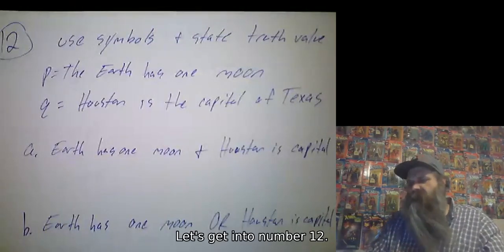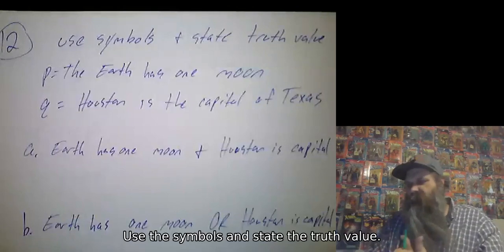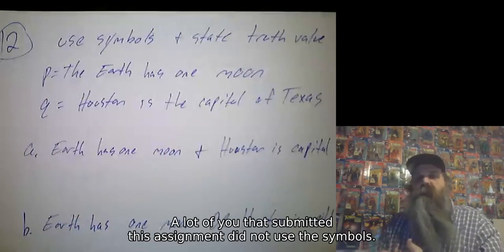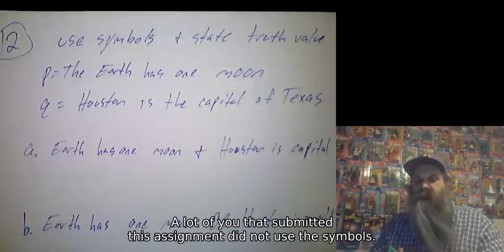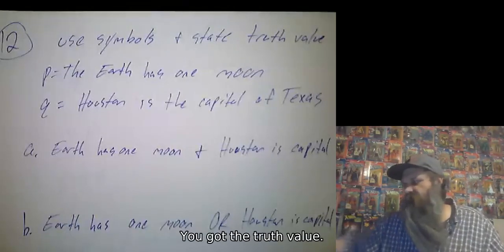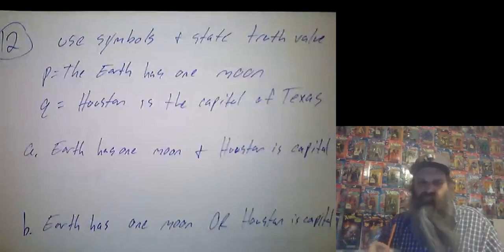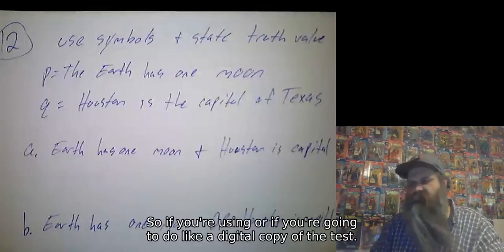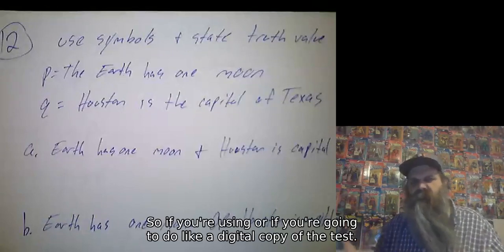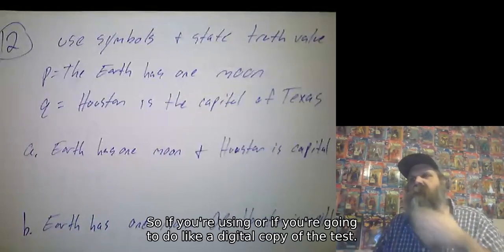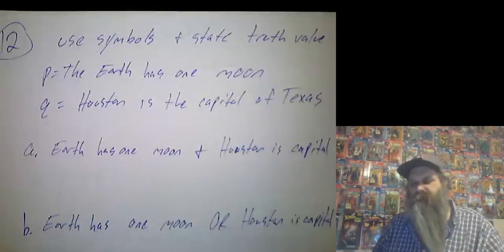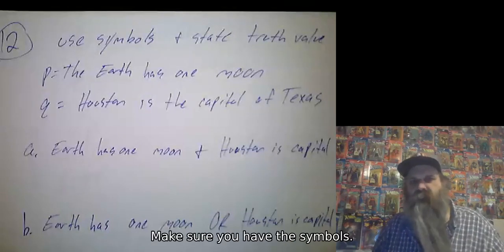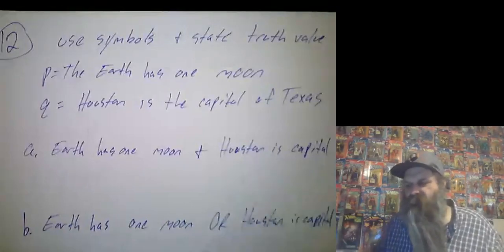Let's get into number 12. Use the symbols and state the truth value. A lot of you that submitted this assignment did not use the symbols. You got the truth value, but we need to see the symbols. So if you're going to do a digital copy of the test, use the little paint button or something. Make sure you have the symbols.